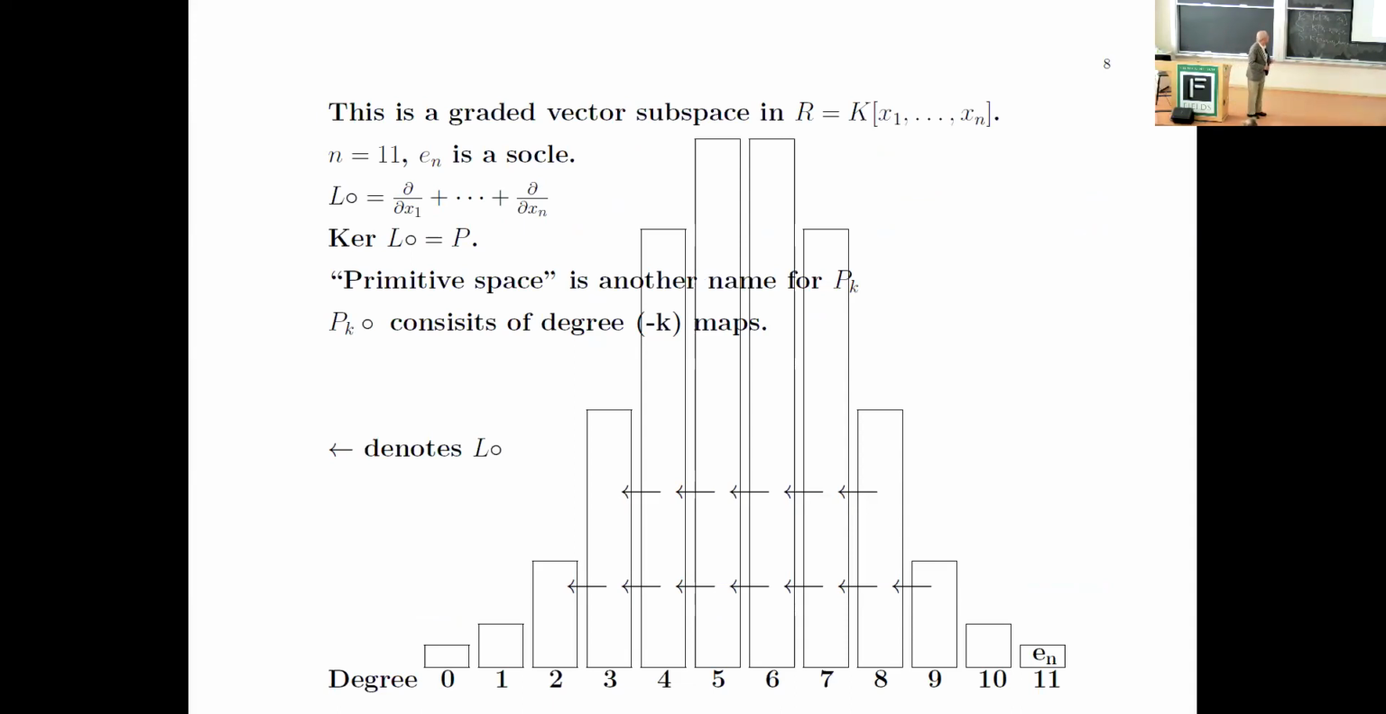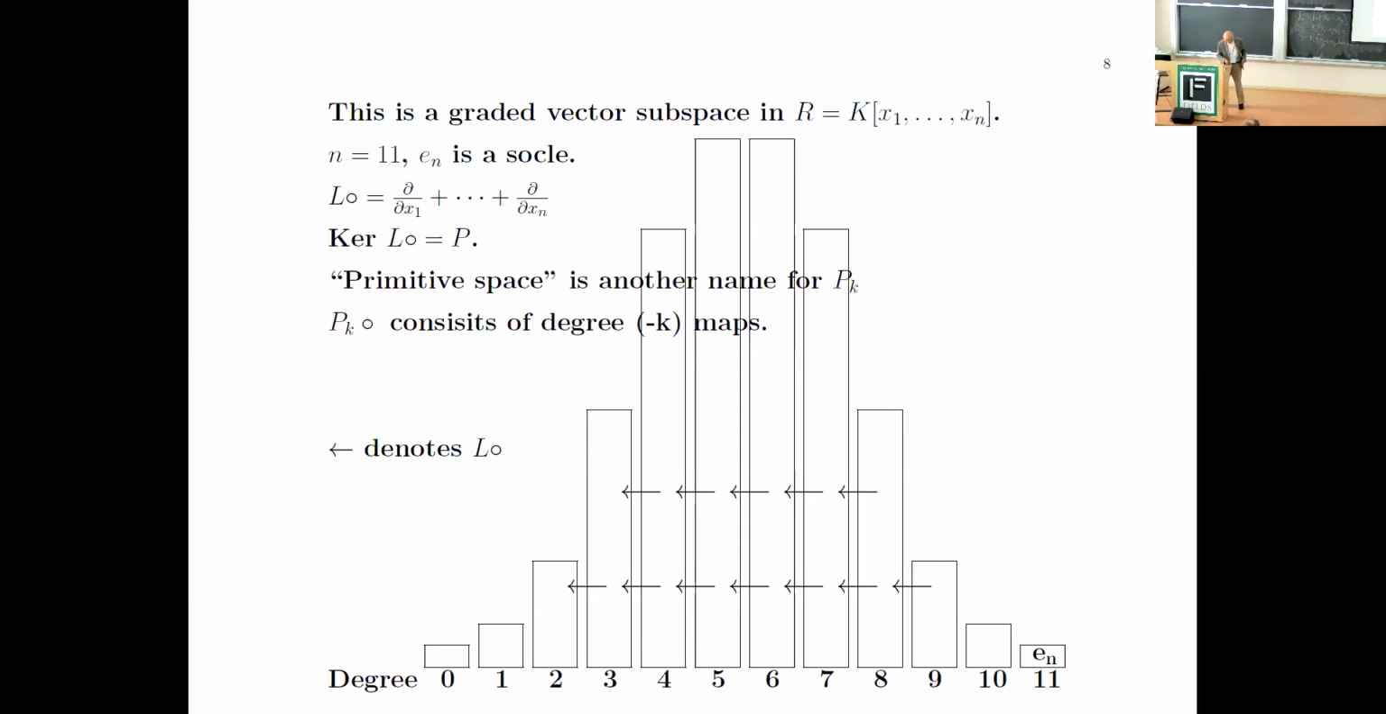Please consider it as a subspace of a polynomial ring. But it is a space spanned by all the partials of one single element, which I now call En. And L circle is this differential operator, and the kernel of L circle is P. And Pk circle consists of degree minus k maps. This arrow denotes L circle.